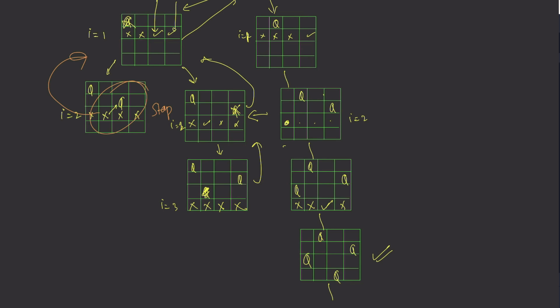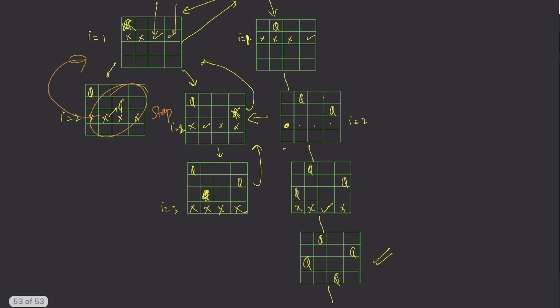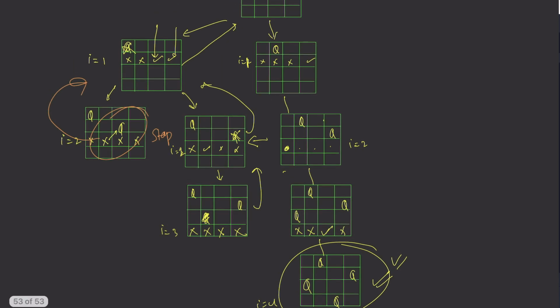Because now I is going to be equal to 4, we will hit the base condition, correct? We will save this configuration and then backtrack.